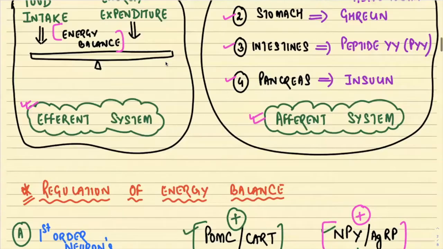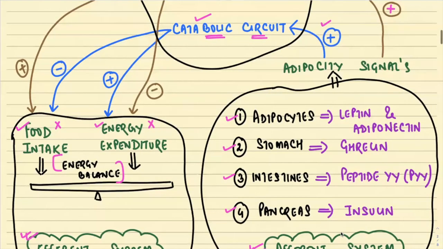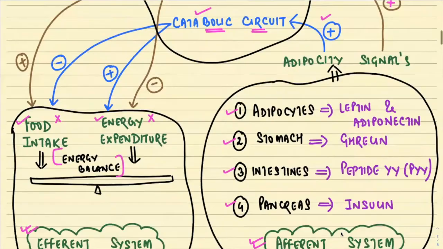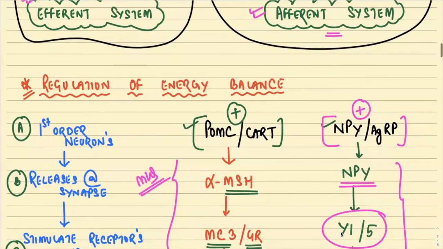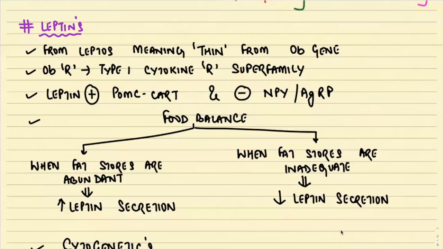Now what we are going to do, as I told you when we were discussing, this afferent system is composed of many different things, and depending upon which is released from which organ or tissue, we will have certain adiposity signals, some of which are going to stimulate the catabolic circuit, some of which are going to stimulate the anabolic circuit. So now let us understand what is going to be released, and which particular hormone is going to do what. The first very important group of hormones that we are going to read is the group of leptins.